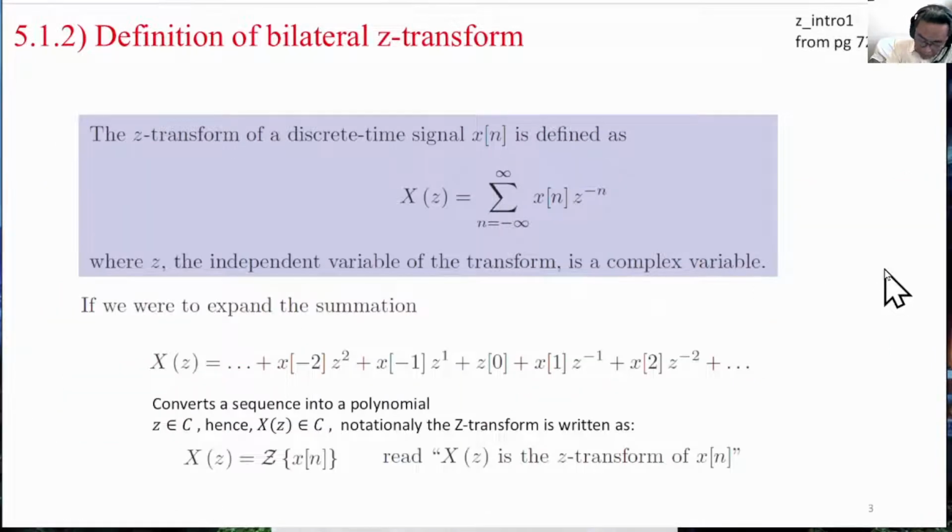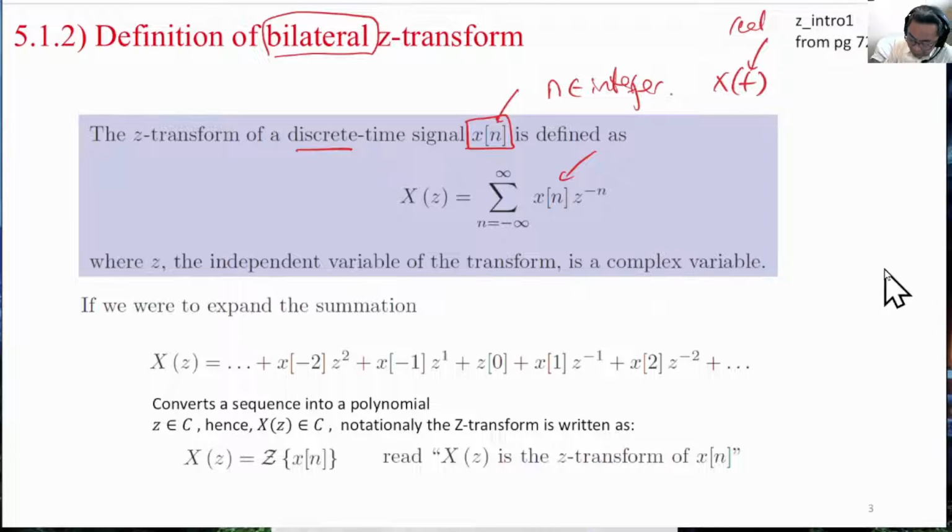Let's now define the bilateral Z-transform. The bilateral Z-transform takes the input signal x of n, which is discrete time. So n belongs to the integers and nothing in between. It's not like x of t, where t is a real number. To perform the Z-transform, we use this equation, and then we get X of z. It takes a sequence of numbers and multiplies each term by z to the minus n. So what is z? z is a complex number.